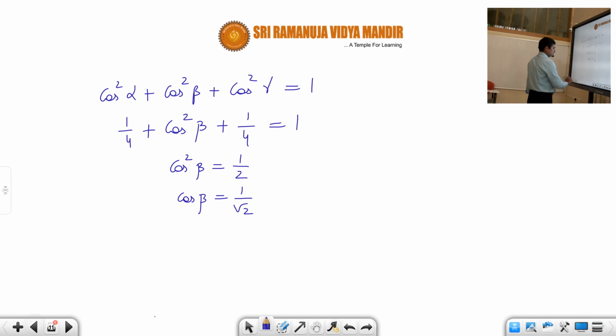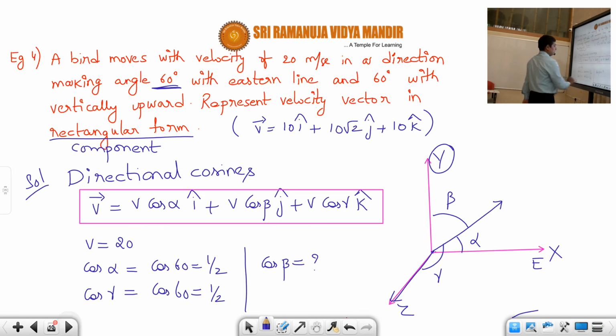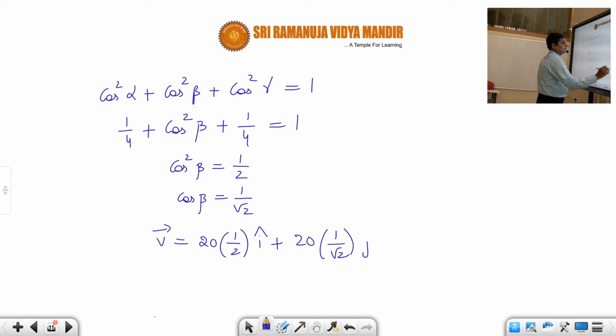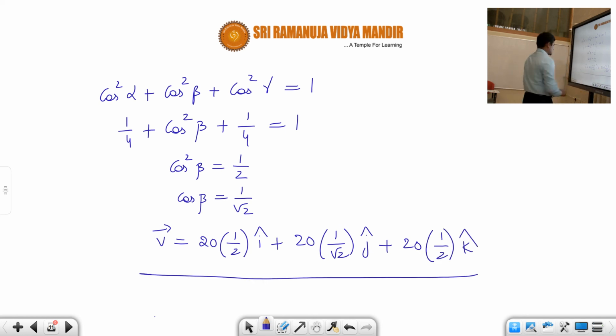So therefore we can write the vector V is equal to 20 cos alpha, that is 1 by 2 i cap, plus 20 cos beta, which is nothing but 1 by root 2 j cap, plus 20 cos gamma, 1 by 2 k cap. So this is the answer, students.